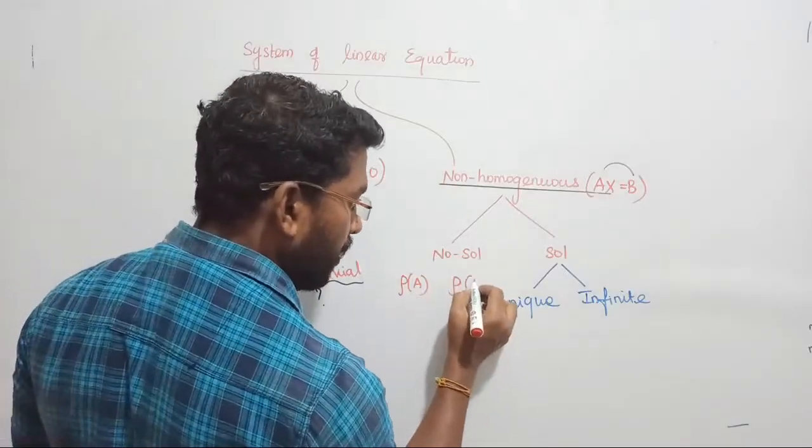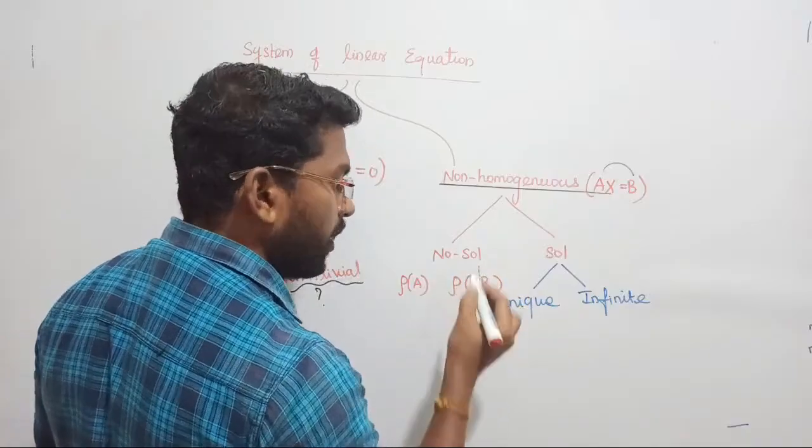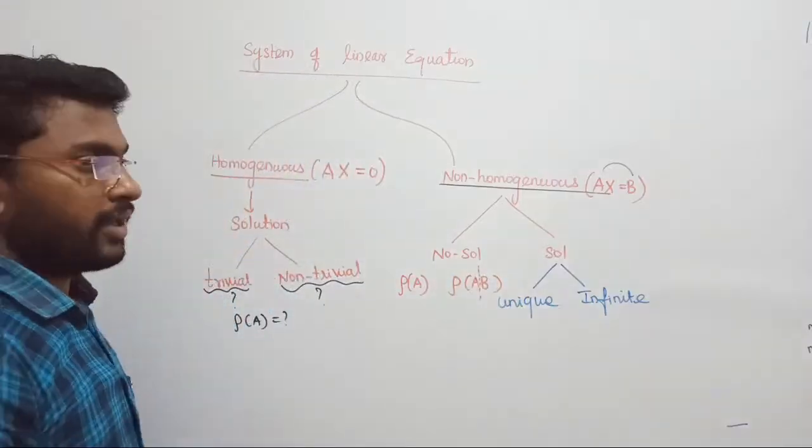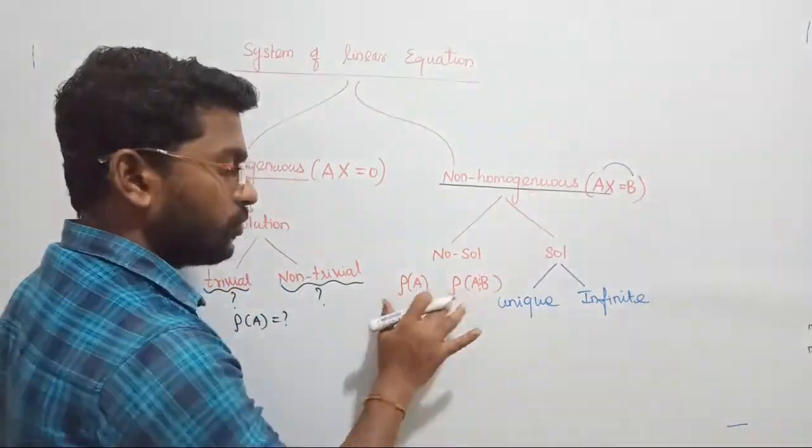Take the rank of A and then find the rank of AB. That is called A augmented with B. We have to merge the A matrix with the B matrix, right? I will tell you while solving the problem, you will come to know this one. You have to merge these two matrices.